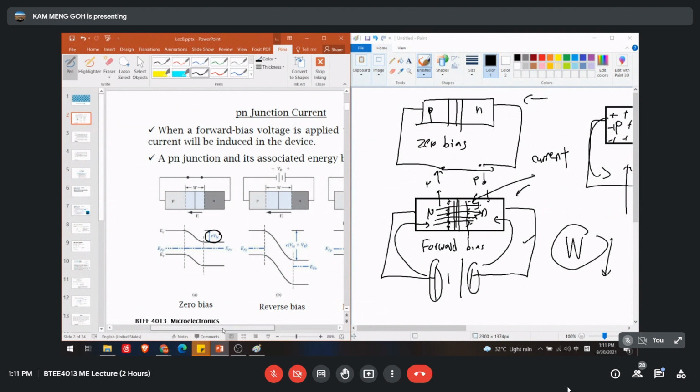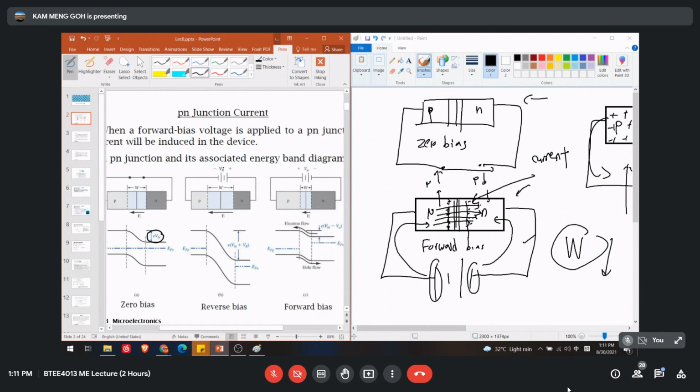But when we are trying to apply the reverse bias, since there's a reverse bias, it means that your VBI will add with the VR together.